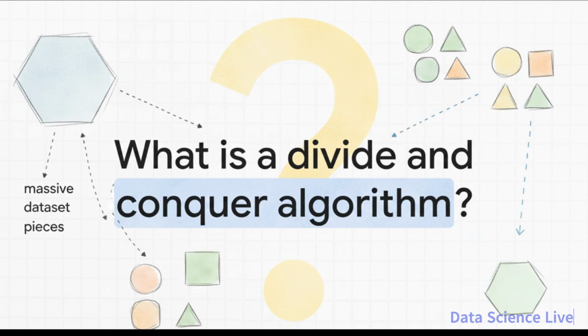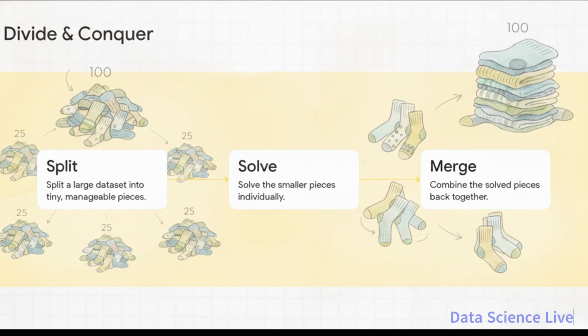What is a divide and conquer algorithm? Instead of tackling a huge problem all at once, this approach breaks a large dataset down into tiny, highly manageable pieces. Imagine sorting 100 tangled socks. A divide and conquer approach splits them into 4 piles of 25. You sort those smaller piles incredibly fast, then merge them back together. What starts as one overwhelming task quickly becomes dozens of effortless ones.